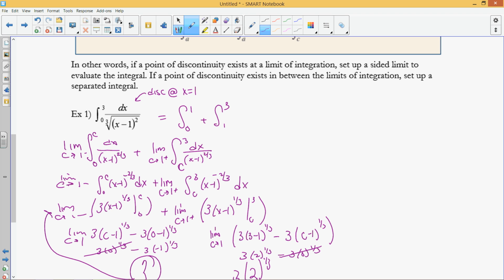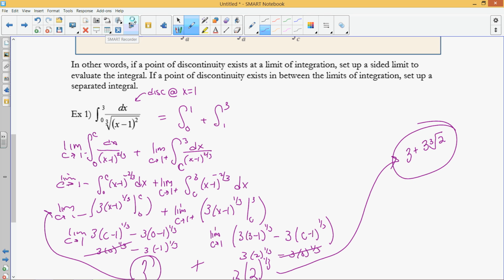So from there, I'm just going to realize, well, I was supposed to be adding those two limits together, which gives me a final answer of 3 plus 3 times the cube root of 2. And there's your limit. All right, I'm going to pause this and try and take care of my pen. Be right back.